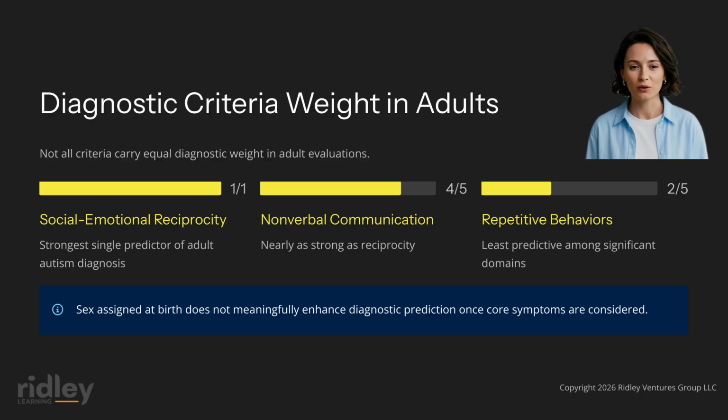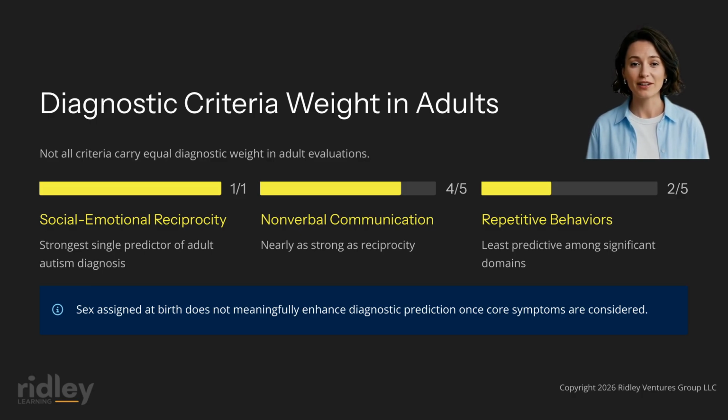Relationship differences followed as a moderately strong predictor, need for routines showed a weaker but still meaningful contribution, and stereotyped or repetitive behaviors contributed the least predictive weight among the significant domains. Intense interest and sensory processing differences added limited incremental predictive value over core social communication features. Sex assigned at birth didn't meaningfully enhance diagnostic prediction once core symptom presentation was considered.